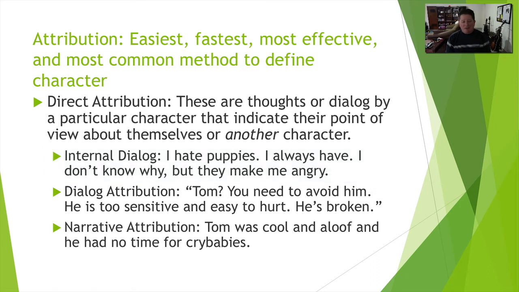You can do a dialogue attribution, so somebody could say something like, Tom, you need to avoid him, he's too sensitive and easy to hurt. That's very quick. Now you know a whole lot about Tom in what? 3 sentences? 4 maybe? And then the narrator can make attributions too. Tom was cool and aloof and had no time for crybabies. If I was going to try to show that one sentence in action, it probably would take me 2 or 3 chapters to make that point, so I can just throw it out there right then and there, and the readers are not confused or lost about who Tom is.